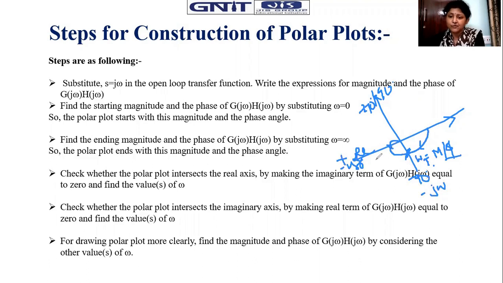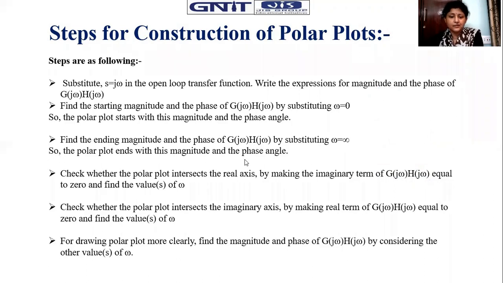So in that case, you have to find that particular frequency where it is intersecting the real axis, and that particular frequency has a particular magnitude as well as phase. You need to find it there. So see, for this specific case, you have to find where the polar plot intersects the real axis as well as the imaginary axis.